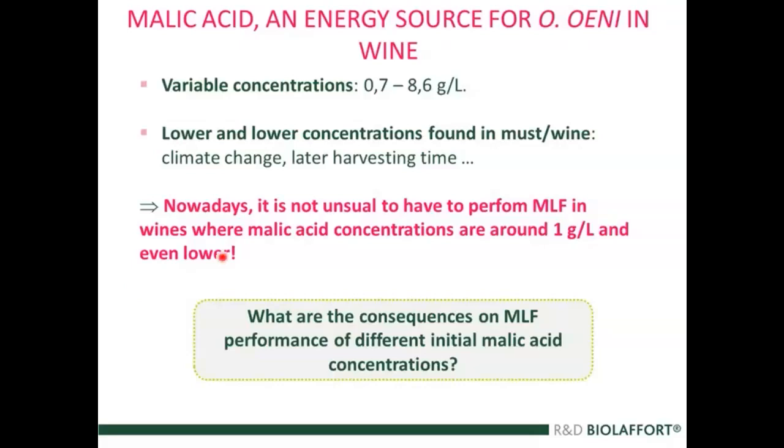In wine, there are variable concentrations of malic acid, very roughly ranging from 0.5 to close to 9 grams per liter throughout worldwide wine. But lower and lower concentrations are found in must and wine because of climate change and also later harvesting times. Nowadays, it's not unusual to have to perform malolactic fermentations in wines where malic acid concentrations are around 1 gram per liter or even lower.